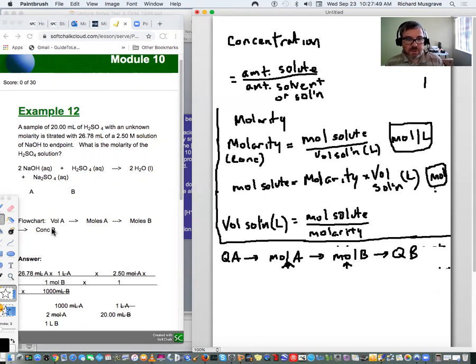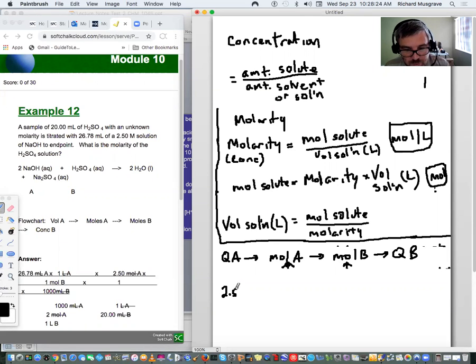So what are we starting with? We've got the sample of 20.00 mL of H2SO4 is titrated with 26.78 milliliters of 2.50 molar NaOH solution to an endpoint. What's the molarity of the H2SO4 solution? So again, we're starting out here with the sodium hydroxide because that's what we have all the information about, and we're looking for H2SO4. So again, you're seeing these same patterns playing out.